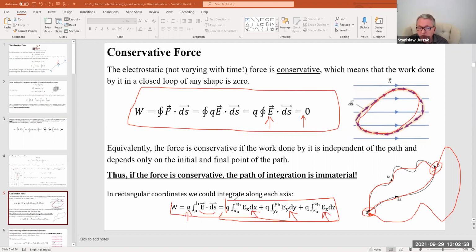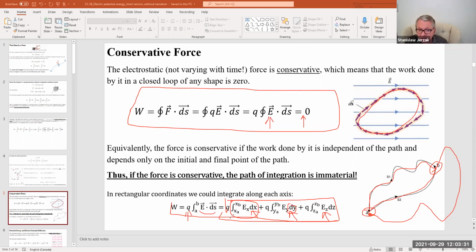Whenever, as you will see in the future, you evaluate this integral, we will keep X as the independent variable, but Y and Z will be taken as constants. And here, when we integrate along Y, we will be taking Z and X as constants. So we will integrate one variable at a time. And that makes that integration very easy. And that can be done only for these conservative forces.